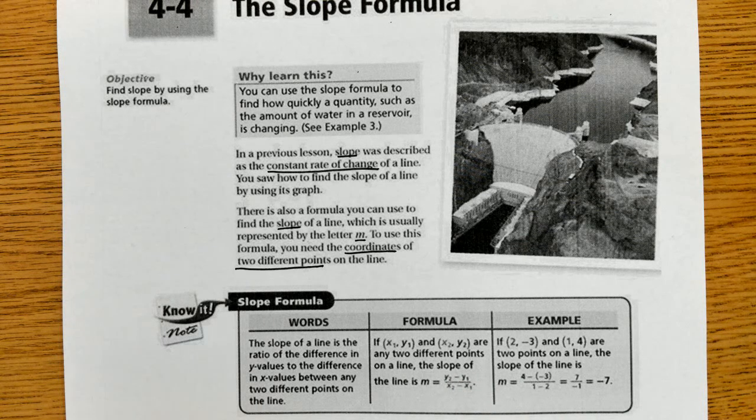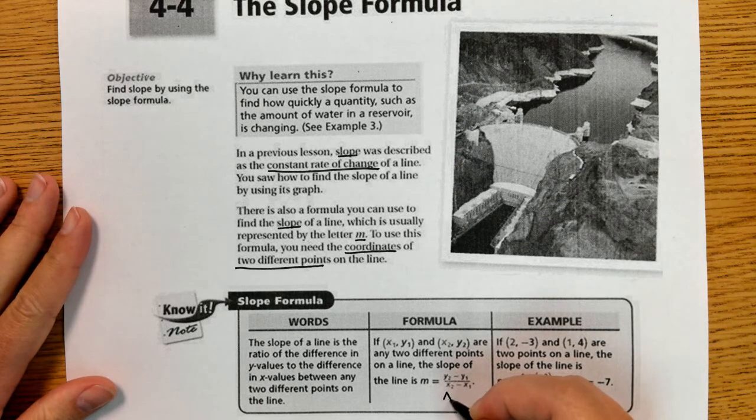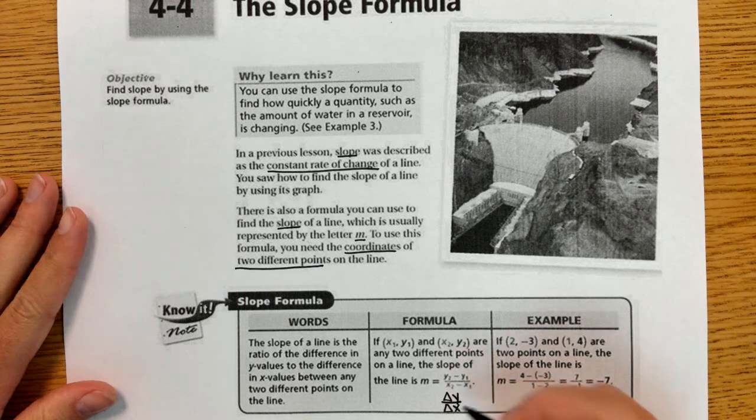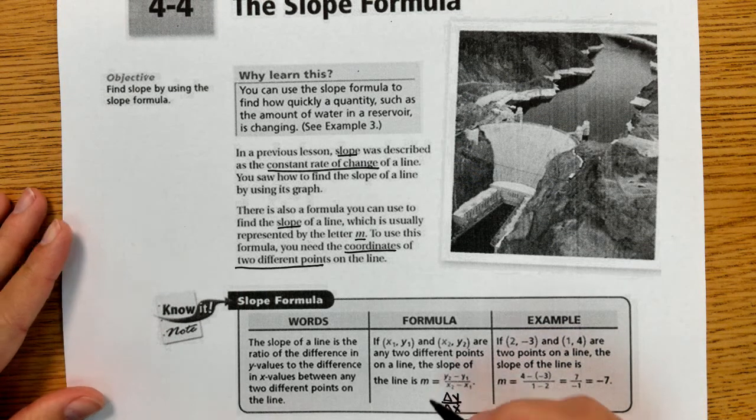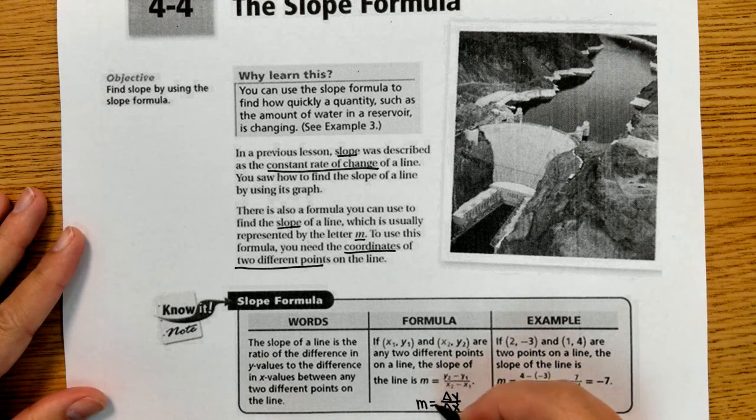So that's very important, to make sure your first values correspond to the first coordinate and second values correspond to the second coordinate. It's always the change of y over the change of x. Sometimes you'll see it like this, change of y with the triangle over the change in x. In math, whenever we have a triangle, it represents the change.